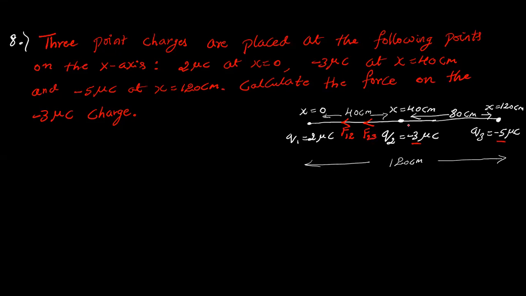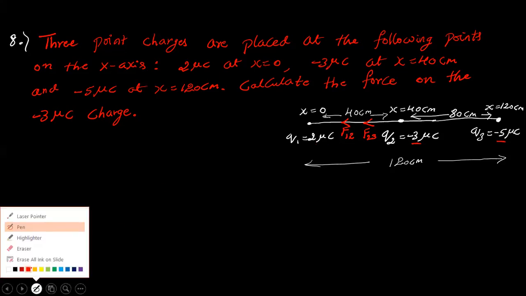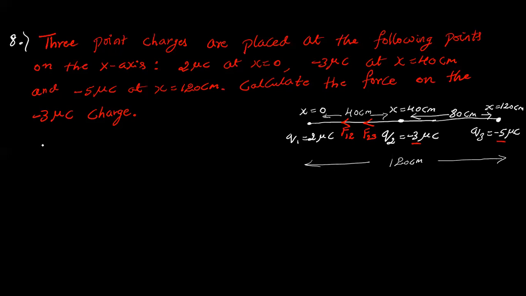Observe here the net force acting on the charge Q2. One is F12 and one is the force from the third charge, F23. Due to the repulsion, the force direction is towards the left only. And again, due to the attraction between them, the force also acts towards the left. Got it? So the net movement of this charge is towards the left only. So let us find out first one by one what F12 and F23 are.